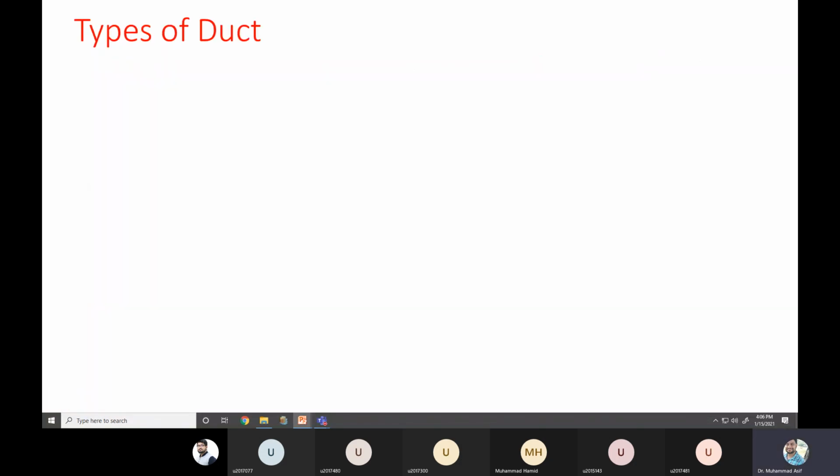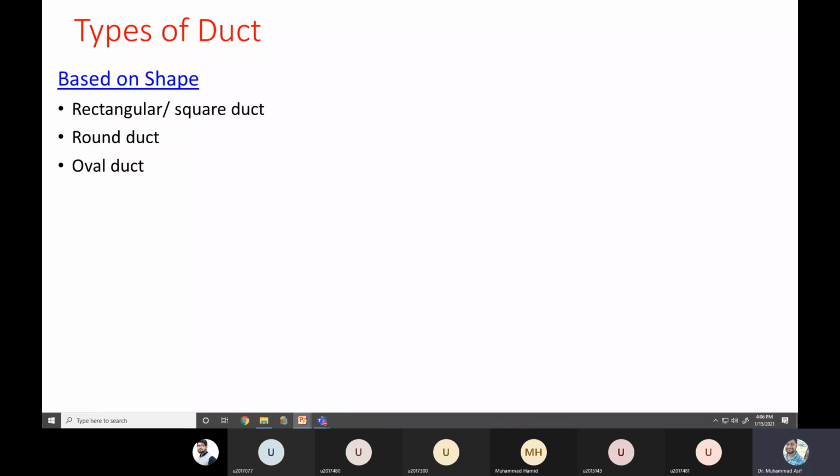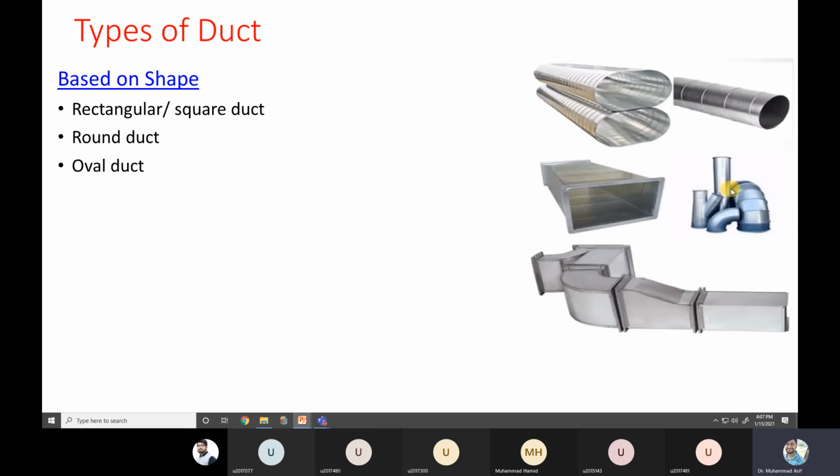So what are the different types of duct? We can classify ducts in different ways. One way of classification is based on shape. We can have rectangular or square ducts, round ducts, or oval ducts. As you can see in this figure, we can have three possible shapes for the duct. This is a circular duct. We can have the oval duct, or the rectangular or square duct. So there are three possible shapes of duct.